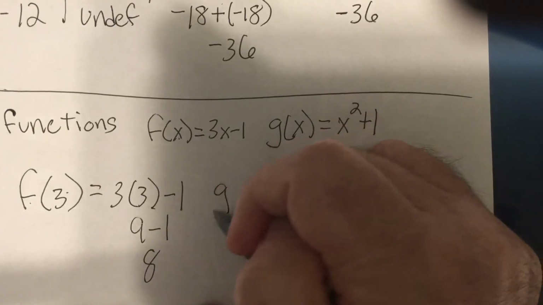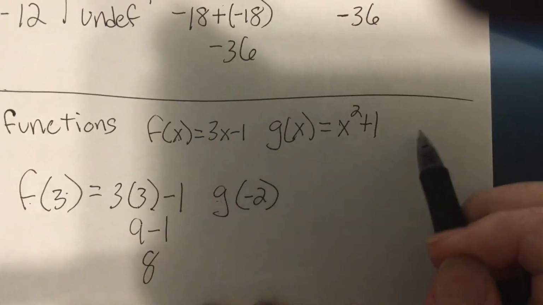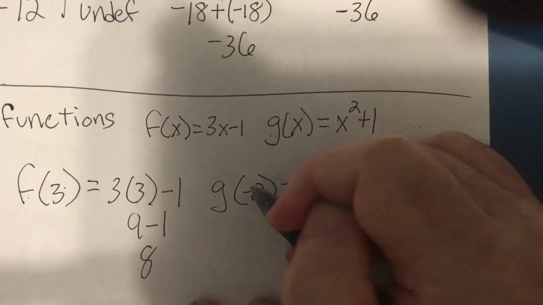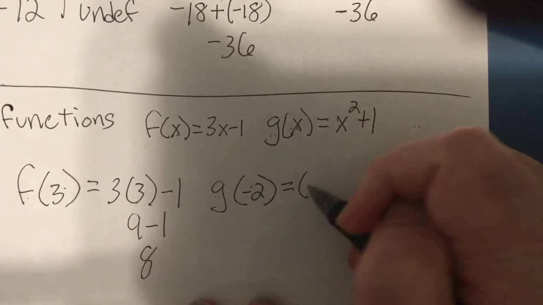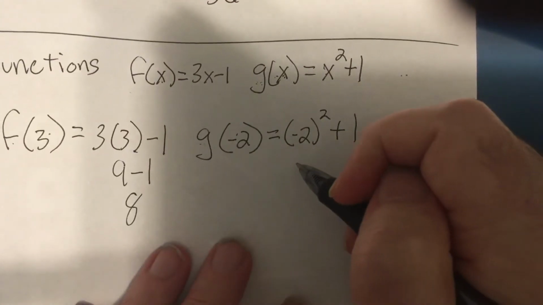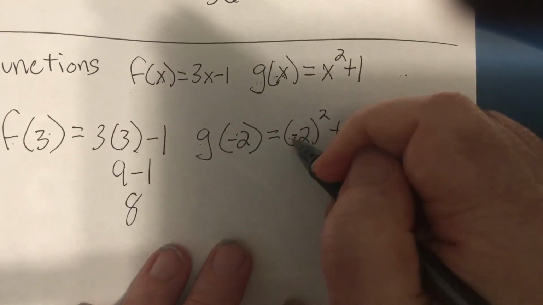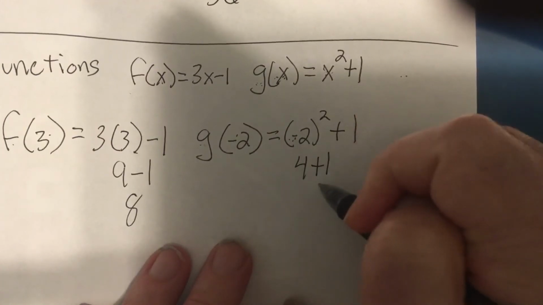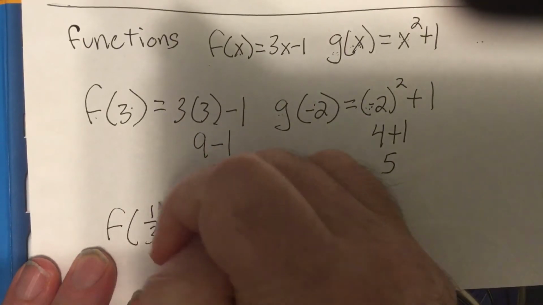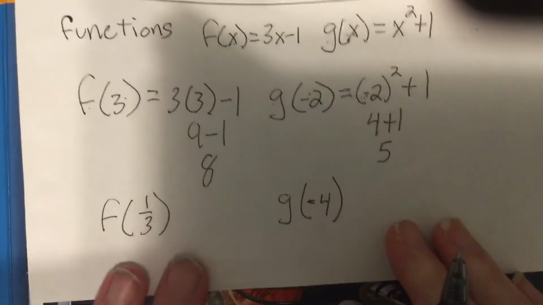So what if I said, what's g of -2? So you'd say, find the function called g. Let's see, that's not it. Oh, there it is right there. So we're going to put -2 in for x. So it'd be -2 squared plus 1. So, it's in parentheses because I'm replacing a variable. So it's -2 times -2 is 4 plus 1 is 5. So right now, find what f of 1/3 is and find out what g of -4 is. And pause the video, go ahead and do it.